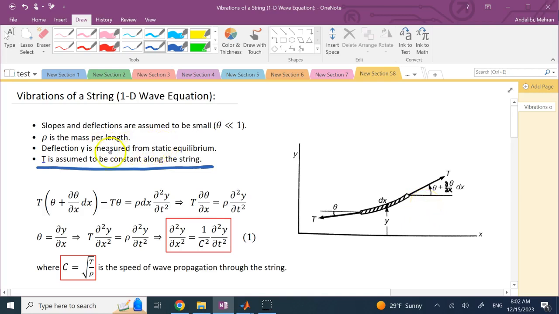The other one is the deflection here, y, is measured from static equilibrium. Rho here, the parameter that we'll use, is the mass per length, and the deflections and the slopes, both of them actually, are small. So the angles are very small. So I can say that sine of the angle is approximated by the angle itself. And we'll see that here.